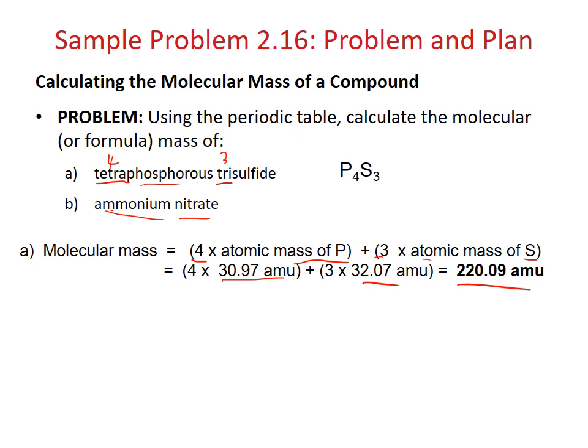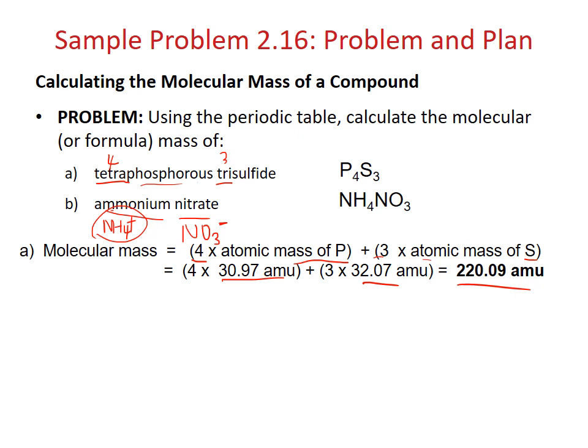Next one is ammonium nitrate. Ammonium is NH4 plus, nitrate is NO3 negative. So the formula should be NH4NO3. Note this is an ionic compound. Ammonium is a cation, just like sodium, and nitrate is the anion, so that's an ionic compound.